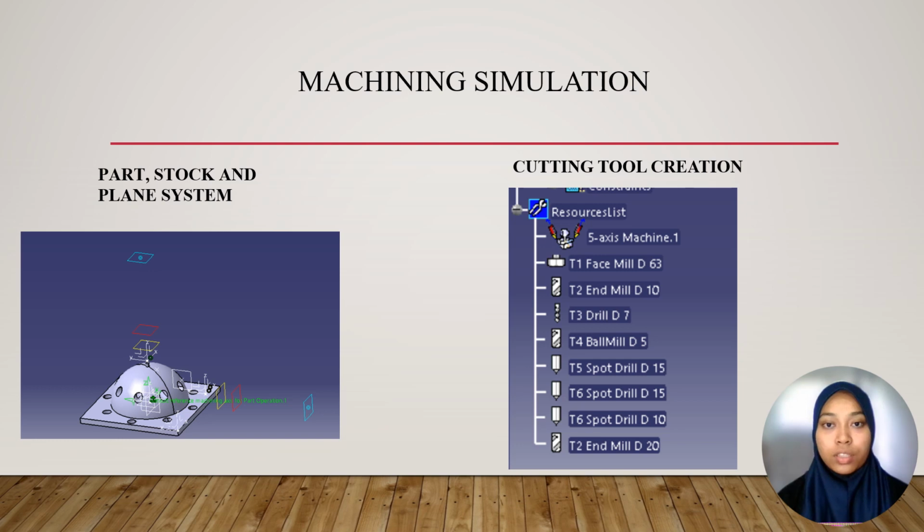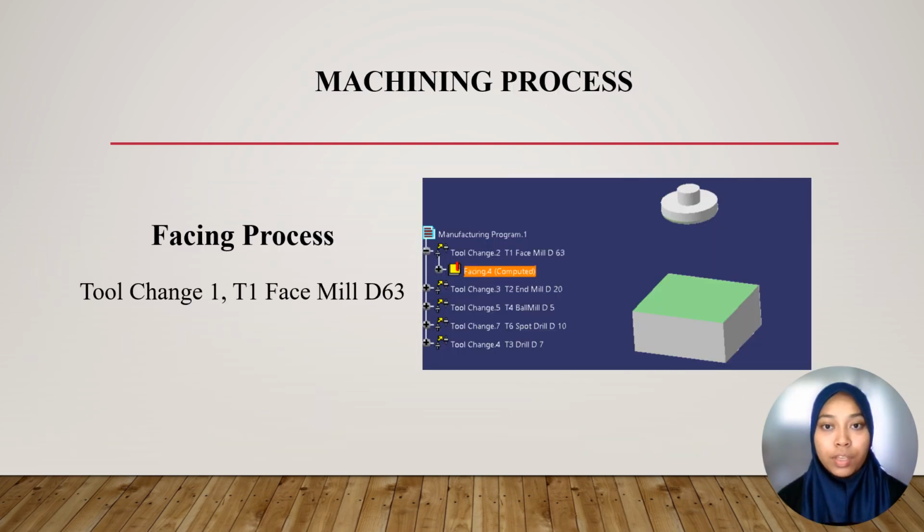Next is the machining simulation. For the first, we do the part, stock, and plane setup, and then we create the cutting tool. And then is the machining process. The first process is facing. We use the face mill diameter 63.